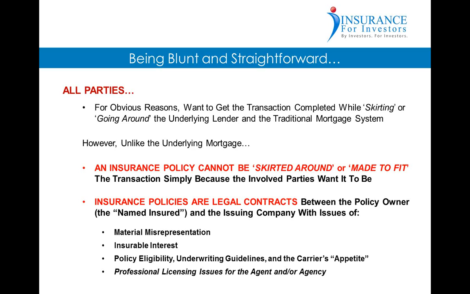Now, continuing to be blunt and straightforward, all parties in a wrap mortgage transaction, for obvious reasons, want to get the transaction completed while skirting or going around the underlying loan and traditional mortgage system. However, unlike that underlying mortgage, an insurance policy cannot be skirted around, made to fit, or compromised simply to fit the transaction because everybody in the transaction wants it to be. It doesn't work that way.